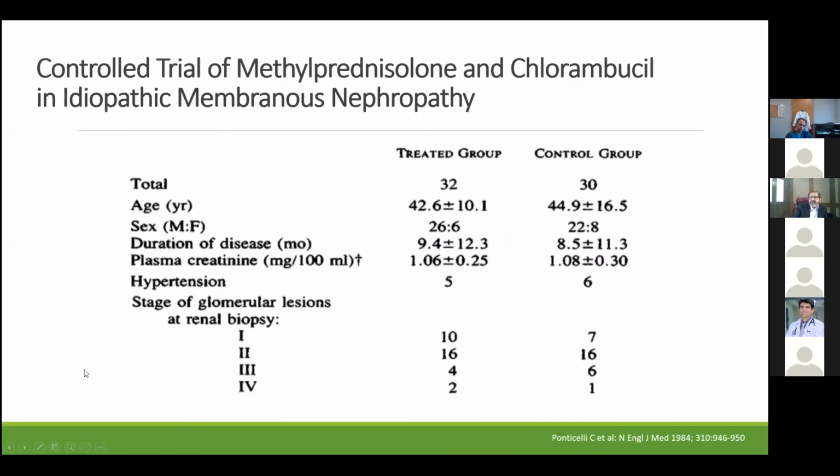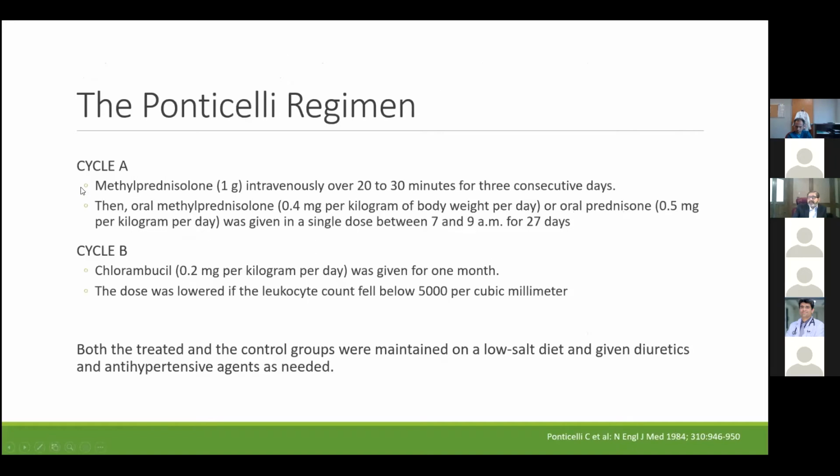So this is the first and the most important trial that everybody's heard about in the science of membranous. This was methylprednisolone and chlorambucil in idiopathic membranous nephropathy by the famous Claudio Ponticelli. The regimen that he used is now eponymously called the Ponticelli regimen, cyclical therapy. We all know this. They had 32 patients in the treatment group, 30 patients in the control group. For the treatment group, they deployed a cyclical regimen of steroids and chlorambucil. On the steroid months, you would give a pulse of methylprednisolone, 1 gram for 3 days.